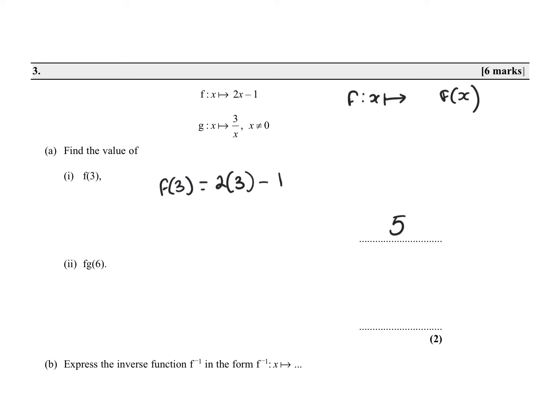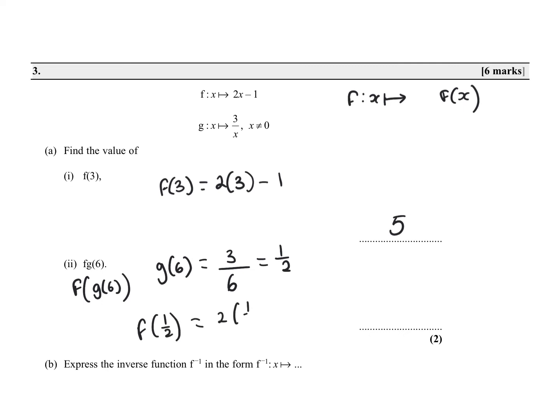f of g of 6. So this is saying f of g of 6. We're going to do g of 6 first, which is 3 over x. Our x is 6. 3 over 6 is a half. So I now do f of a half, which is 2 lots of a half minus 1. 2 times a half is 1, minus 1 is 0.